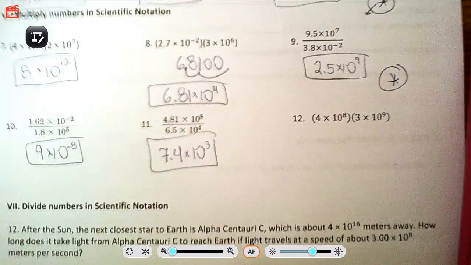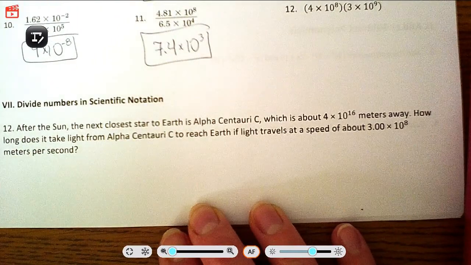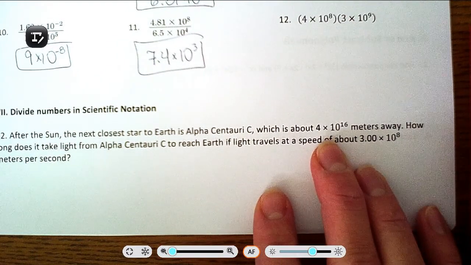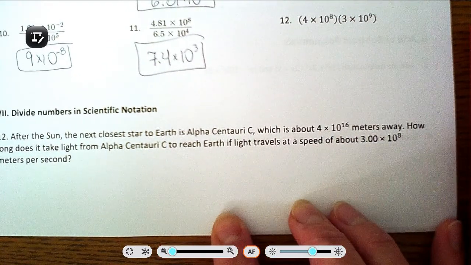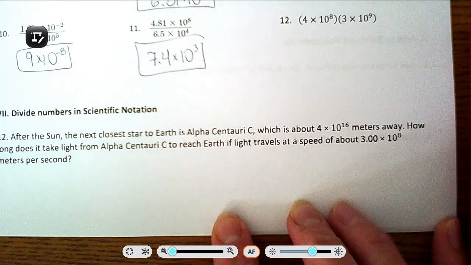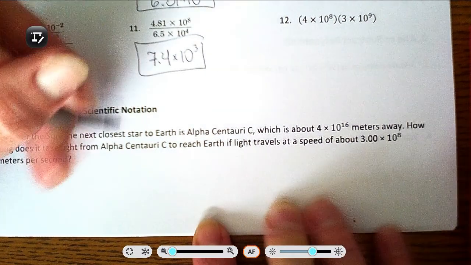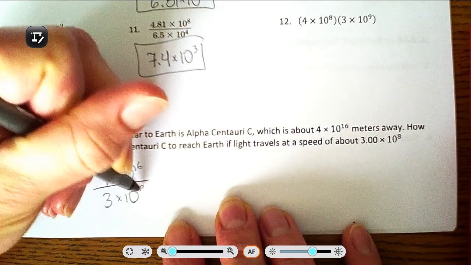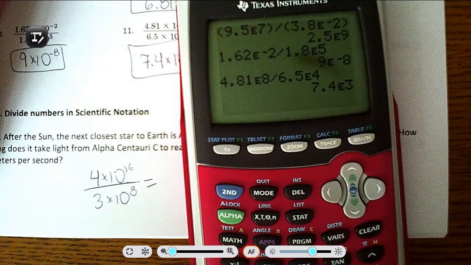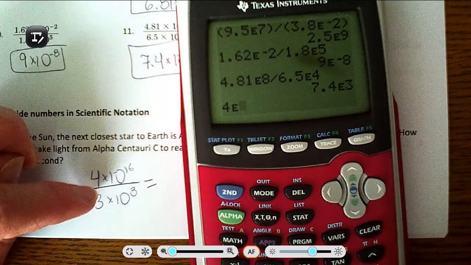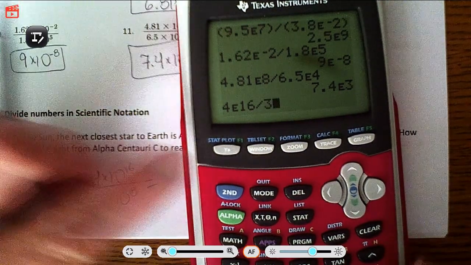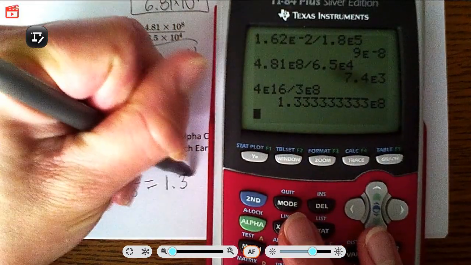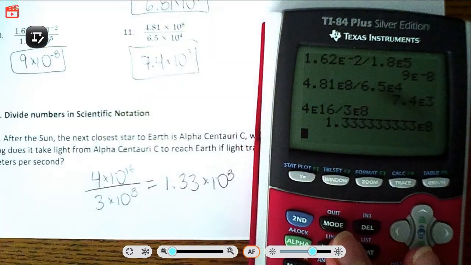All right. After the Sun, the next closest star to Earth is Alpha Centauri C, which is about 4 times 10 to the 16 meters away. How long does it take light from Alpha Centauri C to reach Earth if it travels at a speed of 3 times 10 to the 8 meters per second? It takes it 1.33 times 10 to the 8 seconds.